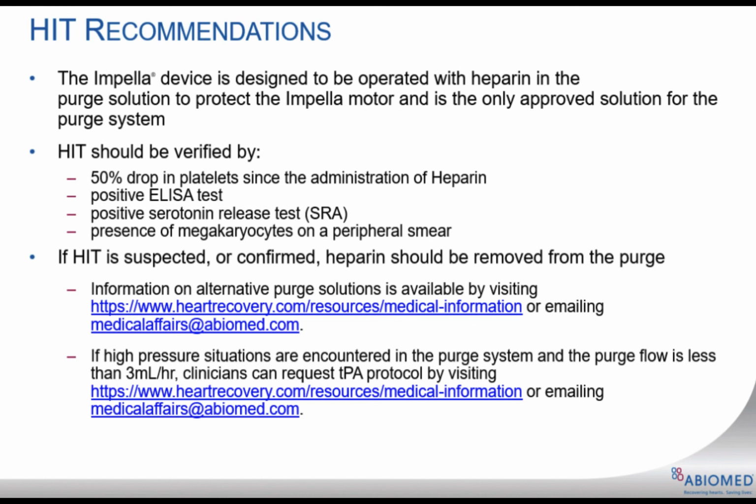While monitoring the purge system, if a decrease is seen in the purge flow to less than 3 milliliters per hour, physicians can consider the use of TPA, which can be accessed by contacting the Abiomed Medical Affairs Department by visiting the link shown here.